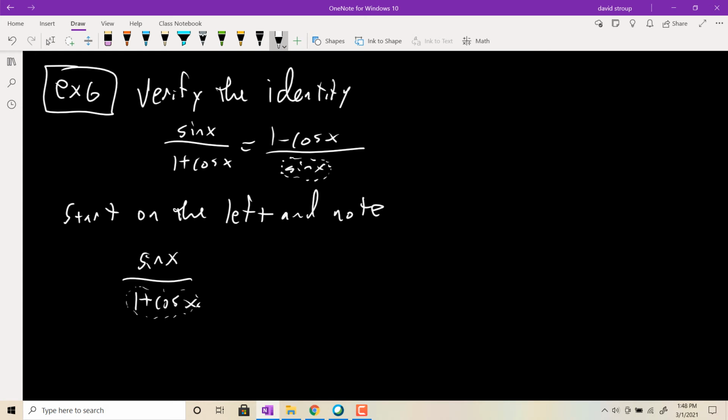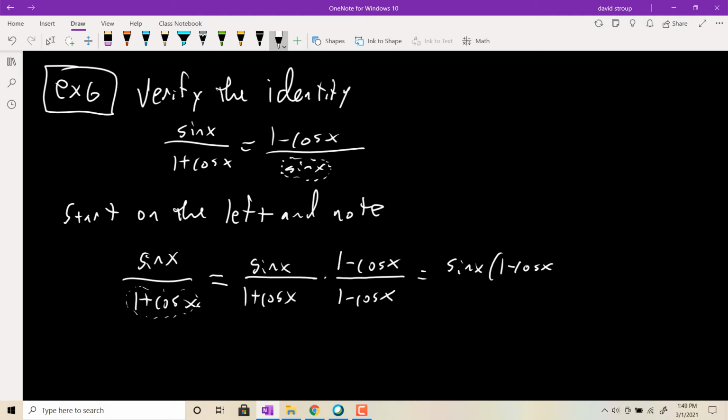So what's one way I can go about doing that? Well, you can actually multiply top and bottom by something. You could multiply it by anything in top and bottom, as long as it's the same on the top and the bottom. And this is where you may not have ever thought of doing this, but you can multiply by what's called the conjugate, top and bottom. And so we'll have sine x times 1 minus cosine x up top.